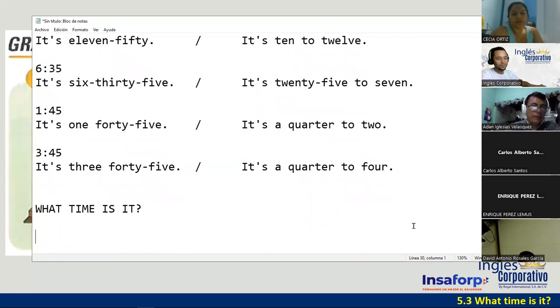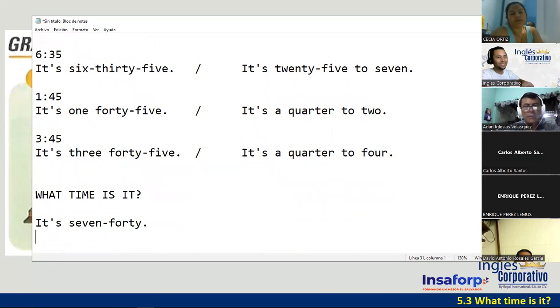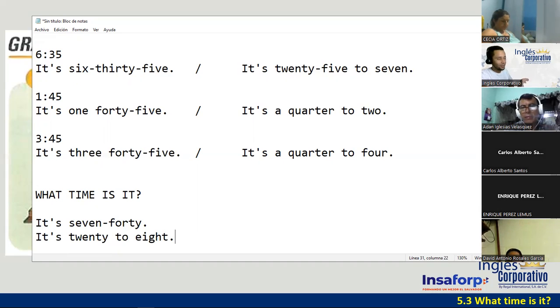Cecia. It's 7:40. Or, ¿cómo lo puede decir de otra forma? It's 20 minutes to 8. Or simply 20 to 8. Mm-hmm. It's 7:40 or it's 20 to 8. En 20 minutos terminamos la clase, ¿verdad? Very good. Thank you. Ahí está. Uso exacto de lo que hemos aprendido en este momento para decir la hora. It's 7:40 or it's 20 to 8.